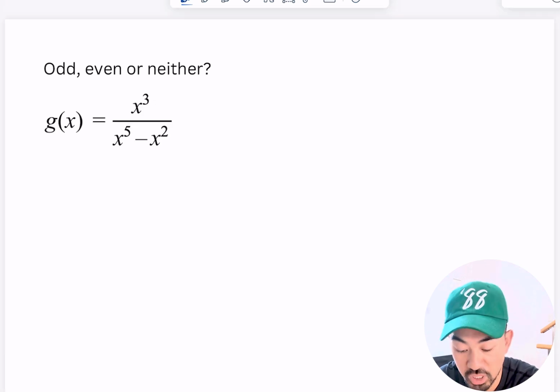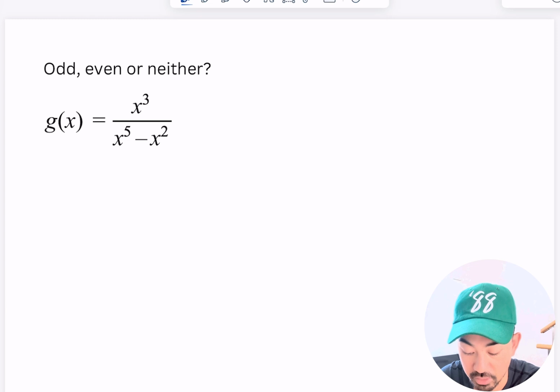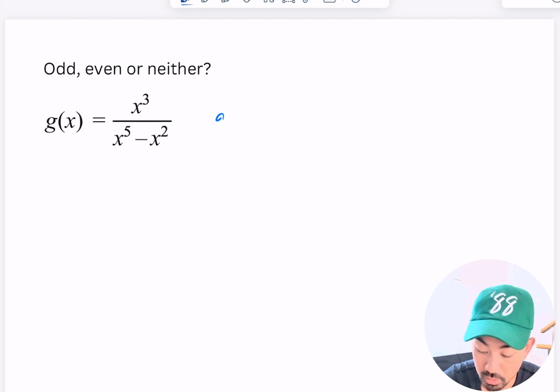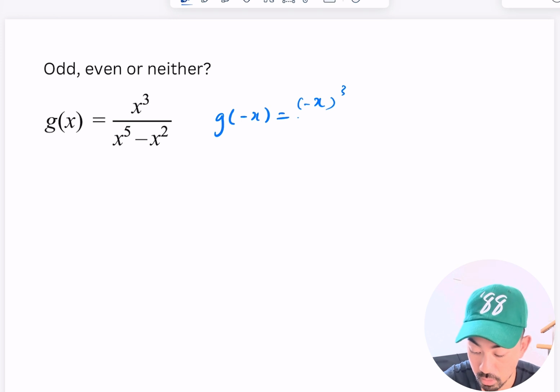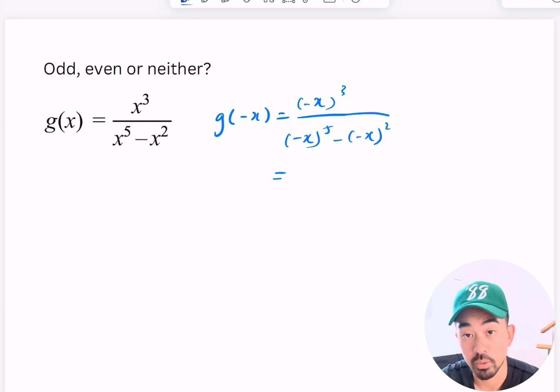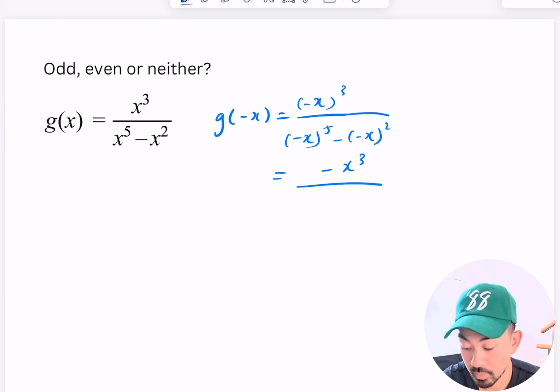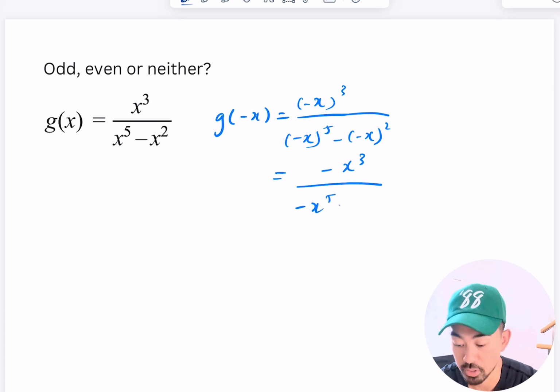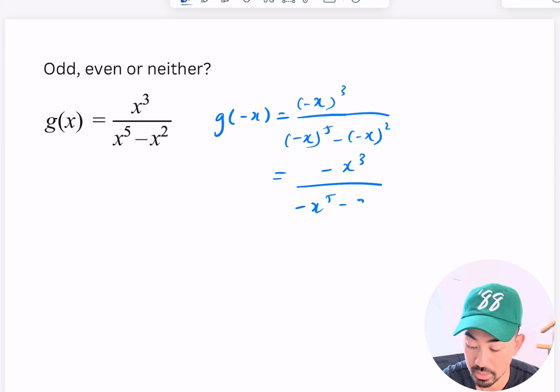Okay, let's have a look at this one. So g of x is equal to x cubed over x to the 5 minus x squared. Once again, we'll substitute minus x into here. So minus x cubed over minus x to the 5 minus x squared. Odd powers will remain negative. So minus x cubed over minus x to the 5. And then even powers, so x squared, is going to stay positive. So it's just going to be minus x squared.